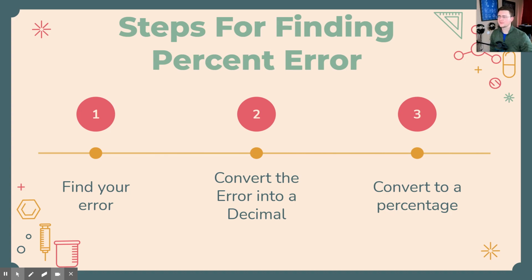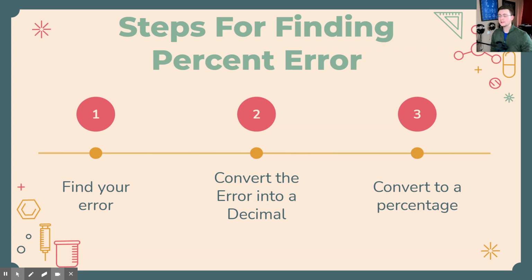So what are the steps for finding percent error? We can really break down finding percent error into 3 steps. Step 1 is just finding your error. Now, this isn't the same as percent error, and we'll talk about that in just a second, but it's really important to make sure we find that error first, just knowing how wrong we were before we can figure out what that is in a percentage.